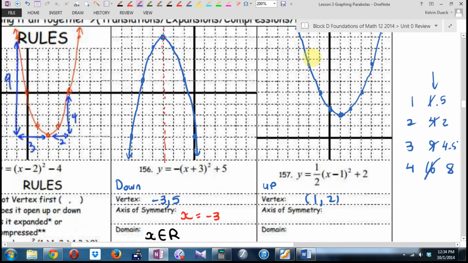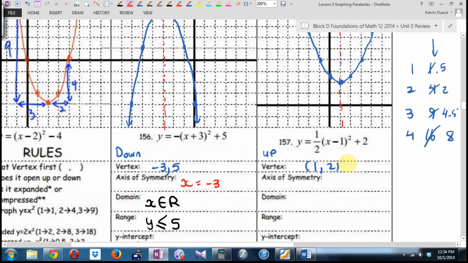What's the equation of the axis of symmetry? Well, the axis of symmetry is right there. What's the equation of the axis of symmetry? X equals 1. It's also the x-coordinate of the vertex, and it's also the bracket backwards. Right?